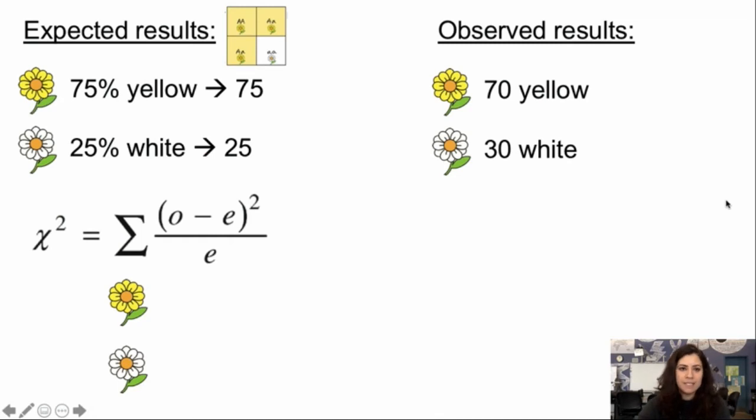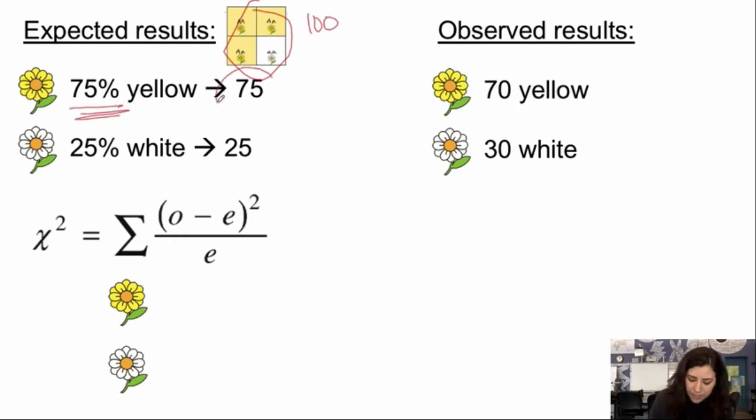Okay, so let's use our same example where we have these expected results that we have calculated using our Punnett square. So here was our Punnett square. Remember, we had 100 total offspring. So we know we should get 75% yellow offspring, and if we had 100, that means we would expect 75 yellow. But what we actually saw were 70 yellow. So we're going to use those numbers to calculate just this part of the formula. So let's do that.